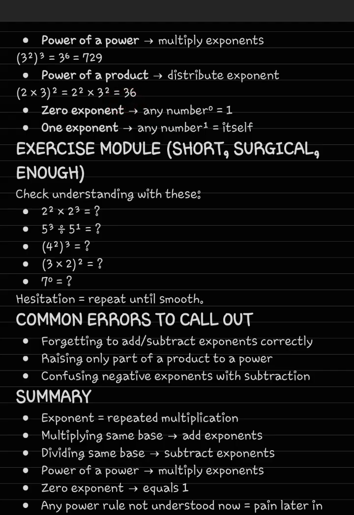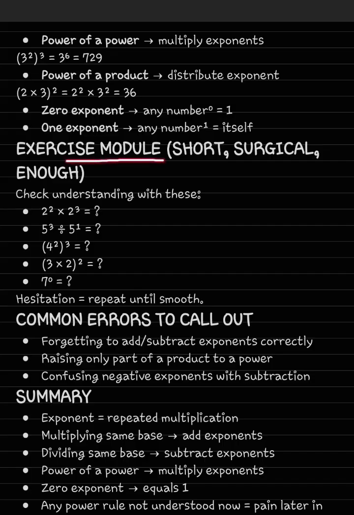The 0 and 1 exponents. There are two special cases that often cause confusion, but are very simple once understood. The 0 exponent. Any non-zero number raised to the power of 0 is always equal to 1. For example, 7 to the power of 0 equals 1. The 1 exponent. Any number raised to the power of 1 is simply itself. For example, 7 to the power of 1 is just 7.